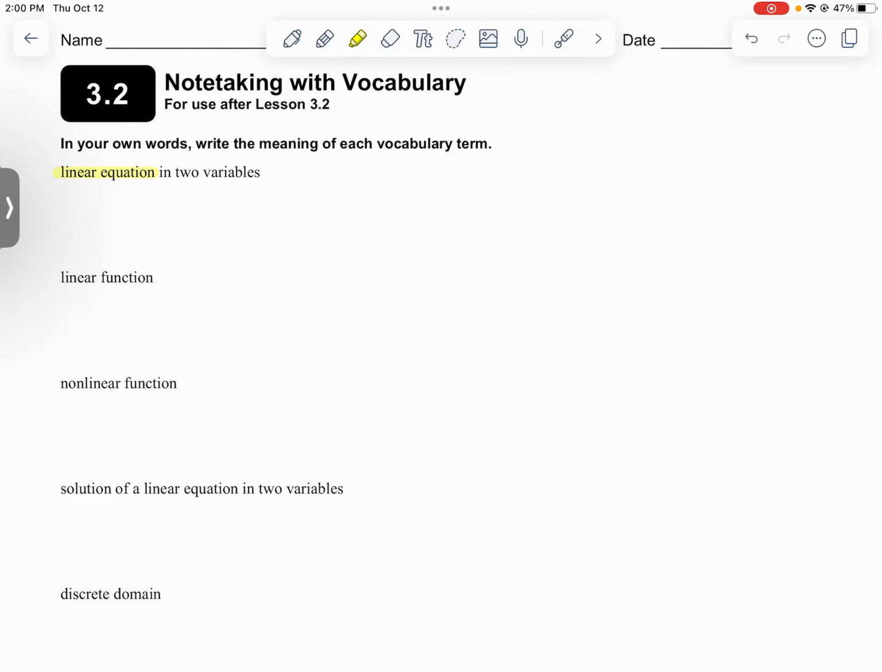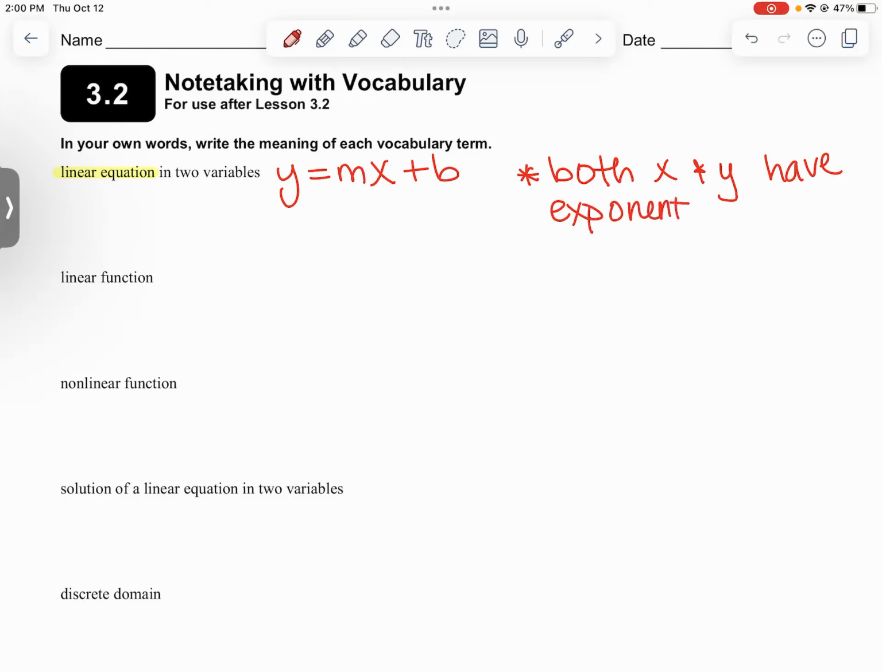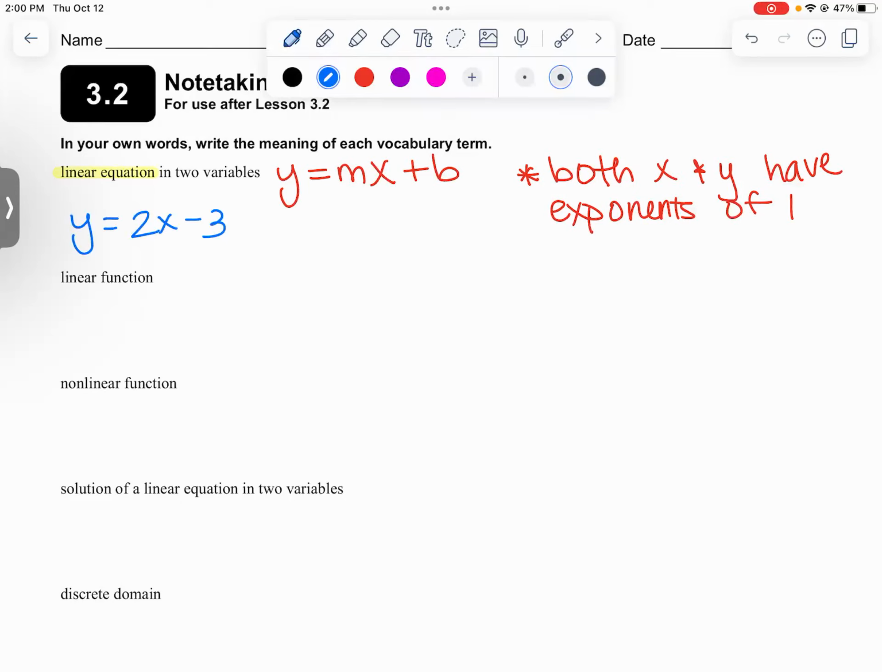So a linear equation in two variables is going to look like this. Y equals a number times X plus a number. Basically, both X and Y have exponents of 1. For example, y equals 2x minus 3 would be a linear equation.